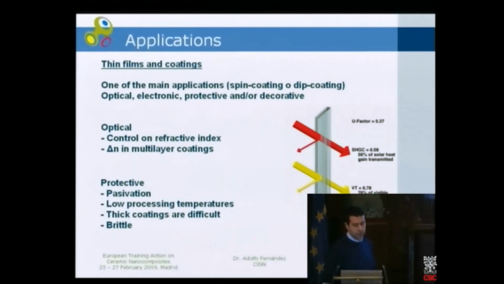Also, it's used for passivation. As the sol-gel processing involves low processing temperatures, it's more suitable for many applications. And concerning the difficulties of these products, thick coatings are very difficult to obtain, and also these coatings are quite brittle.